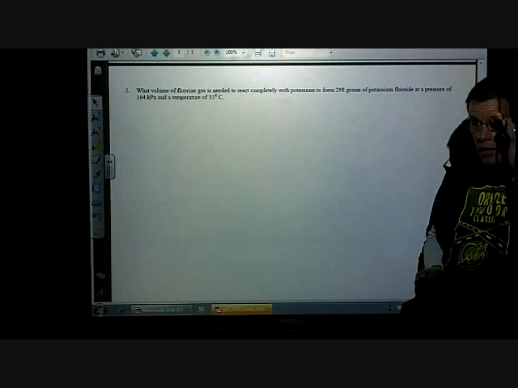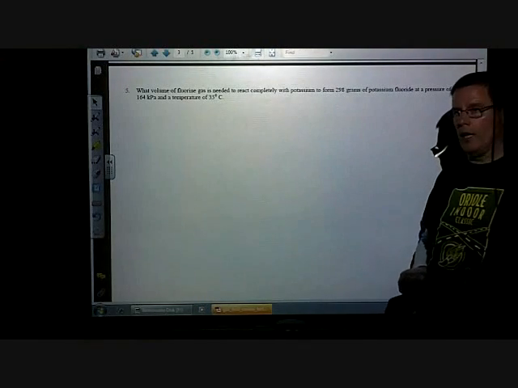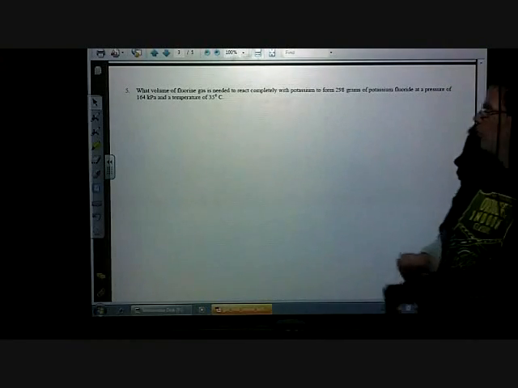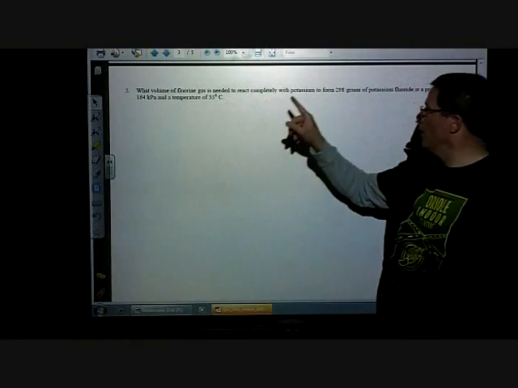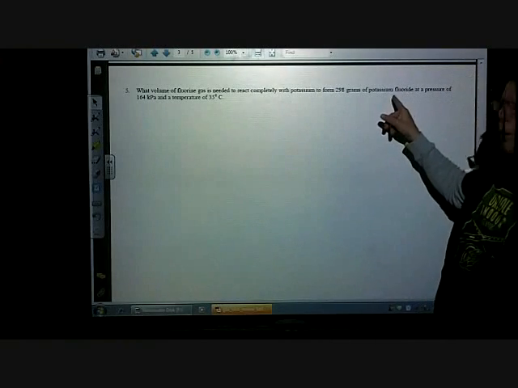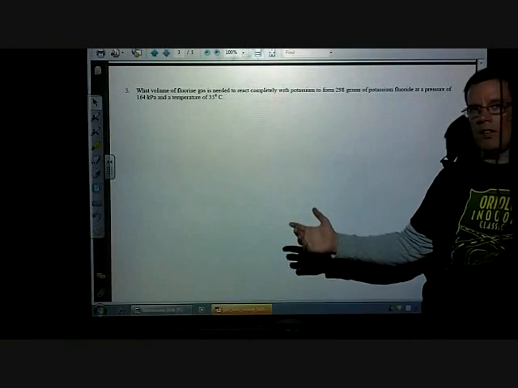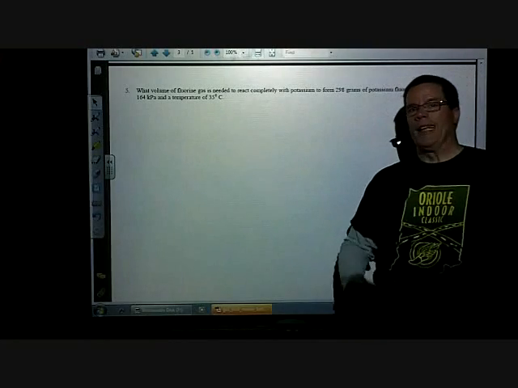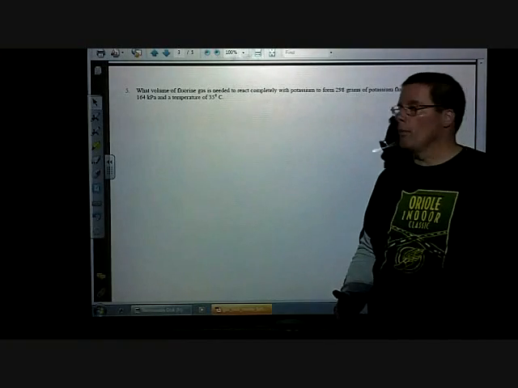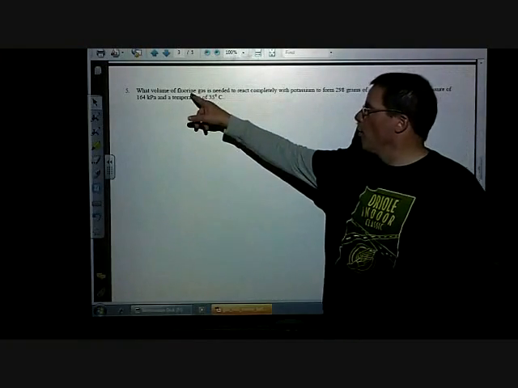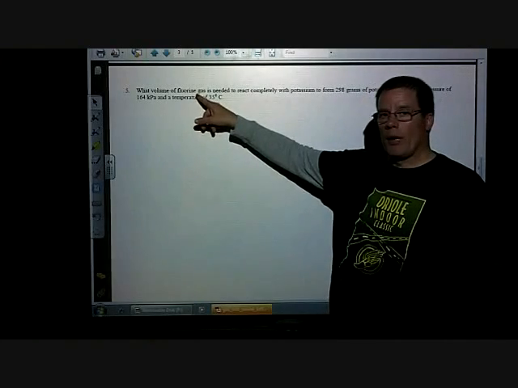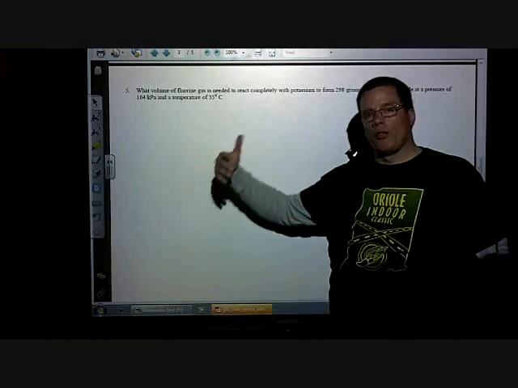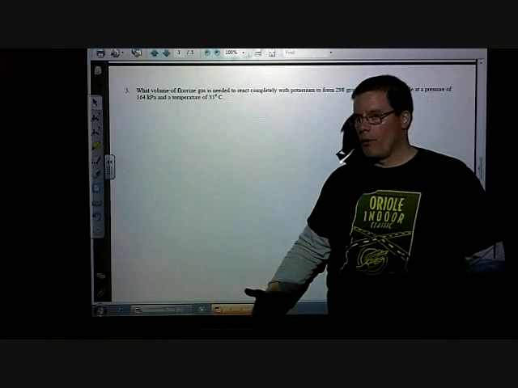All right, a couple things that we need to start recognizing. Number one, is this a stoichiometry problem? The answer is yes, because we have fluorine gas and we have potassium, and it forms potassium fluoride. That right there tells us that we have a stoichiometry problem. Next thing we need to ask ourselves is, is this a limiting reactant problem? Well, it's asking for the volume of fluorine gas needed to react. Ooh, that tells us we don't have a limiting reactant problem because we're looking for one of the reactants.